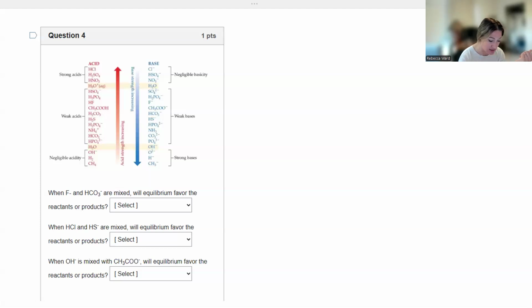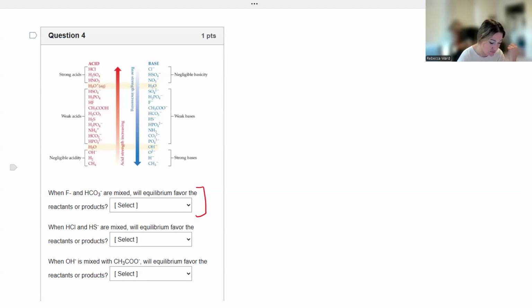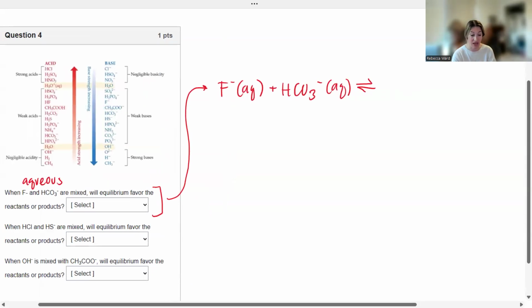So let's look at this first option here, okay? So when F minus and HCO3 minus are mixed, will equilibrium favor the reactants or products? Okay, so I've really pared this down because I wanted to force you to write what is this going to do in solution. Okay, so F minus, and I should have said that all of these were aqueous, plus HCO3 minus. Those are the two things that we've mixed together. So what products would we form?